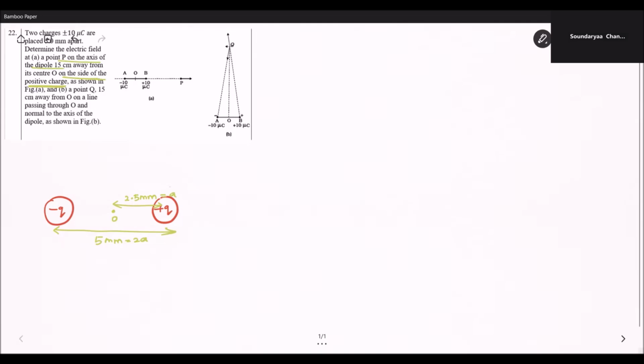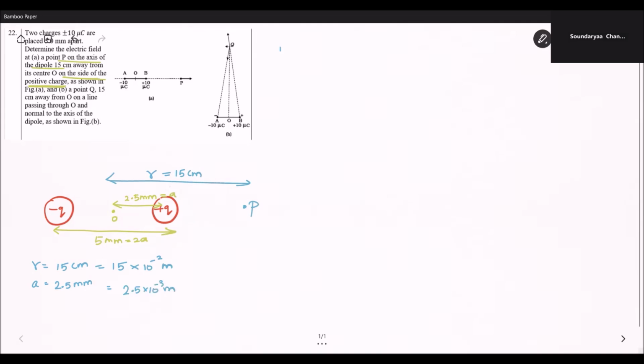They have mentioned that point P is taken on the side of the positive charge. Here you have to determine the electric field strength due to the dipole. Let's take the distance from the midpoint of the dipole to point P as r, and that is given as 15 centimeter. Okay, let's solve it. r is equal to 15 centimeter. Convert it into meter, so 15 into 10 power minus 2 meter. And a is equal to 2.5 millimeter. Let's convert it into meter. So it is 2.5 into 10 power minus 3 meter.